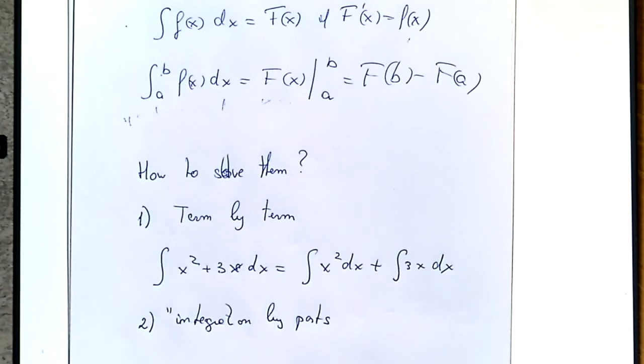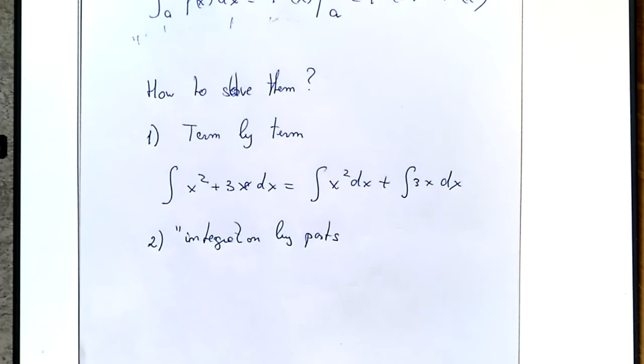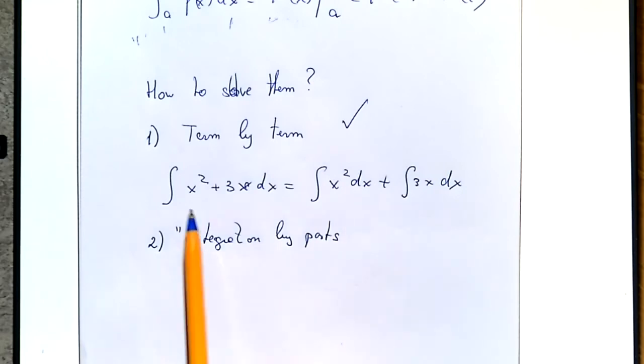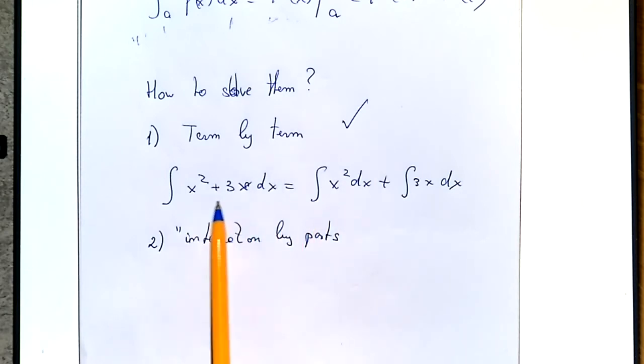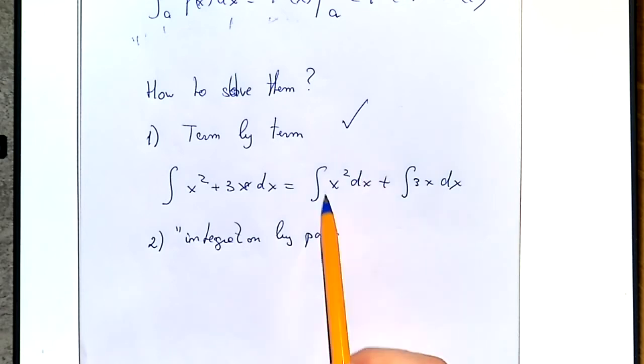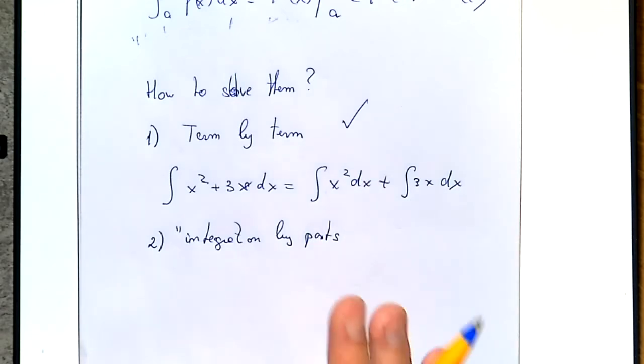We learned some properties, but now we're going to move on to how to solve them. We already saw the first one: term by term, which is basically just splitting it until you know how to solve it. For example, the integral of x to the power of 2 plus 3x dx. Maybe you don't know by heart what it is, so you just split it into powers and compute it just like we did. This is called term by term, pretty standard.